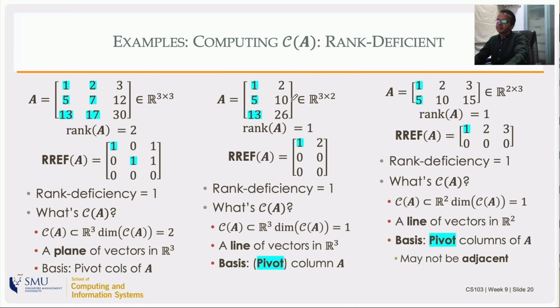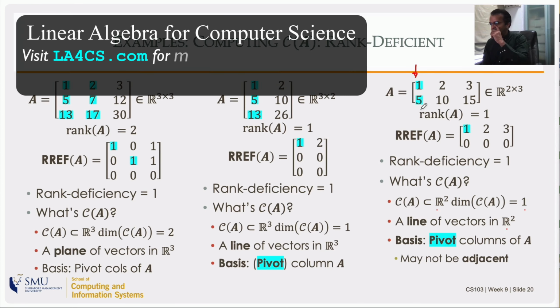Now if you take a wide matrix, and if I say that the rank is 1, there's only one row that is linearly independent, so I get some form like this. The second row gets killed by 5 times the first row. The rank deficiency is 1. What is the column space? You take the first column, the pivot column of A, and say that that is the basis of the column space. But how many elements does it have? It's got 2 components. So the column space is a subset of R2. A line of vectors in R2, dimension 1, and the basis would be the pivot column of A.